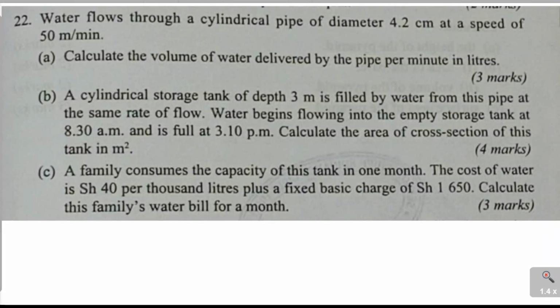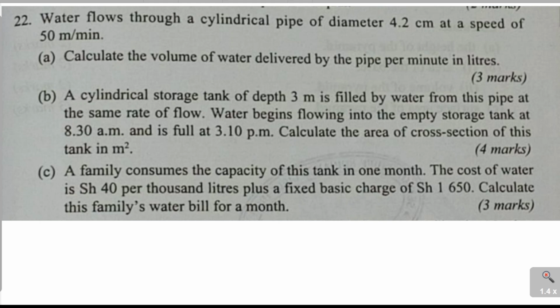Let's solve this question on rates of work. Water flows through a cylindrical pipe of diameter 4.2 centimeters at a speed of 50 meters per minute. Part A, calculate the volume of water delivered by the pipe per minute in liters.